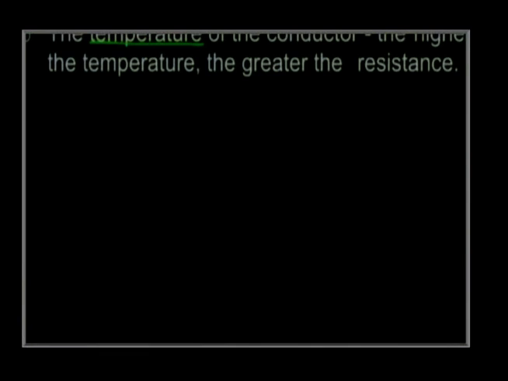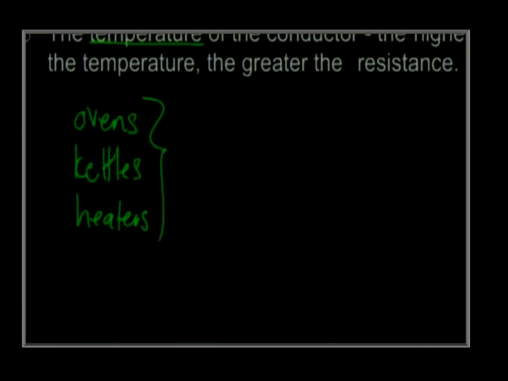We also sometimes use the fact that the resistor heats up to improve our daily life. If we look at appliances like ovens, kettles, heaters, all of these appliances use the fact that a conductor increases in temperature when there is resistance. So the resisting wire, the resistance over here, will cause an increase in temperature.